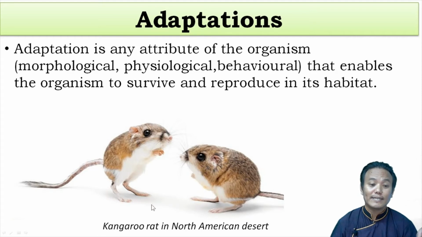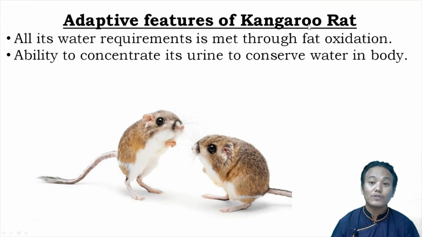We can take the example of kangaroo rats. Kangaroo rats live in the North American desert, so they are adapted to survive in desert conditions. Let us talk about their adaptive features. First of all, its water requirement is met through fat oxidation. So these kangaroo rats do not need to drink water. All their water requirement is met through fat oxidation within their body. When they burn fat within their body, water is produced, and that water is used for other biological processes.